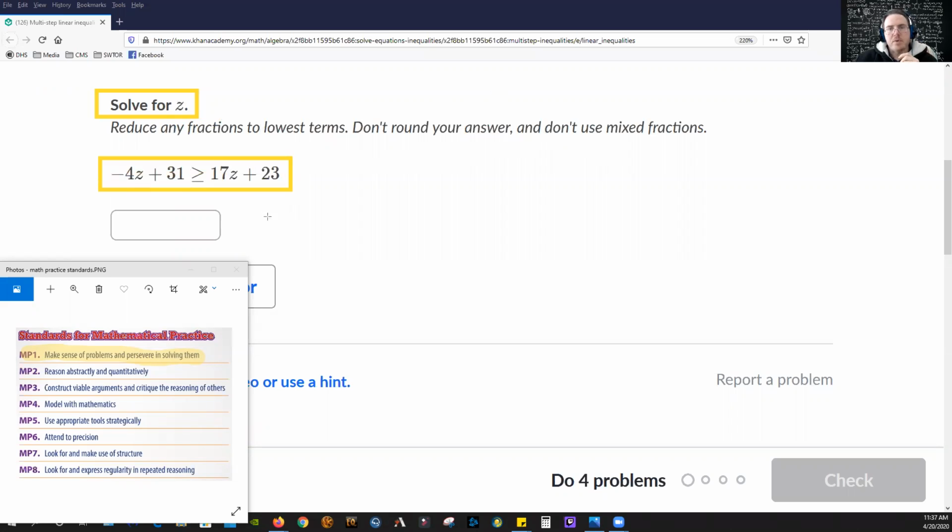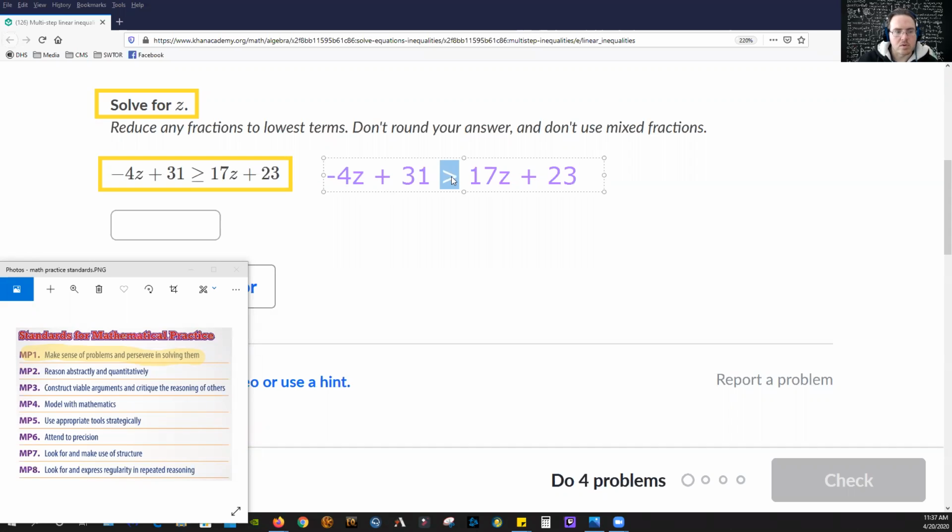Okay, so I guess the first thing we should broach is what is the difference between this inequality and an equation? So an inequality is going to function very similar to an equation. Let me go ahead and write out the two different things, and then I'll show you the difference. So here is the inequality we were given. Negative 4z plus 31 is greater than or equal to 17z plus 23.